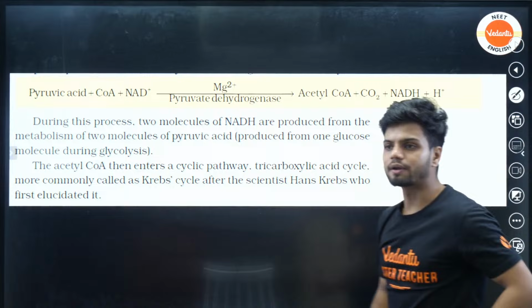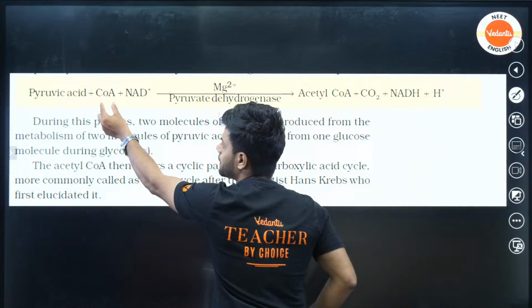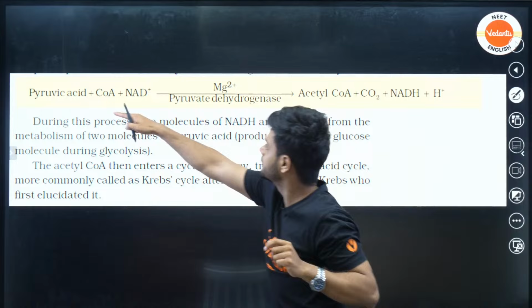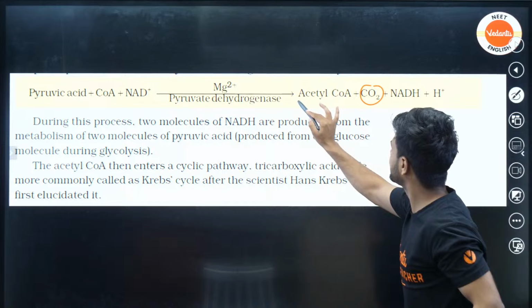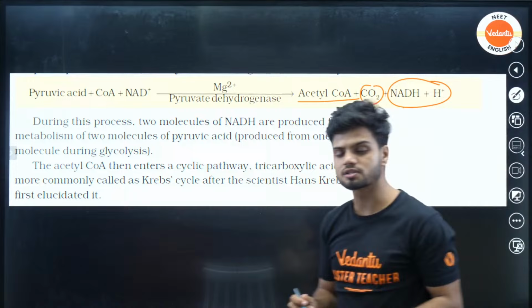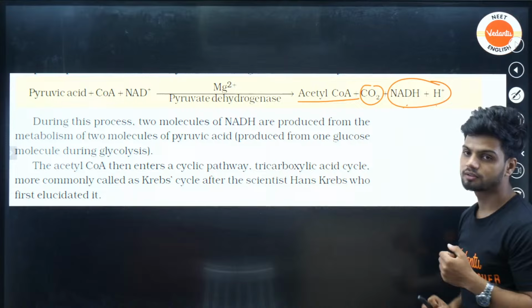Now, if you look at your NCERT right now, they have given you pyruvic acid plus coenzyme A plus NAD+. This pyruvic acid undergoes decarboxylation, that is CO2 is being released out. Then the two carbon compound is undergoing oxidation. Then we get acetyl coenzyme A and we also get NADH. How do we get NADH? Because whenever it is undergoing oxidation, the electrons are taken up by your NAD+.